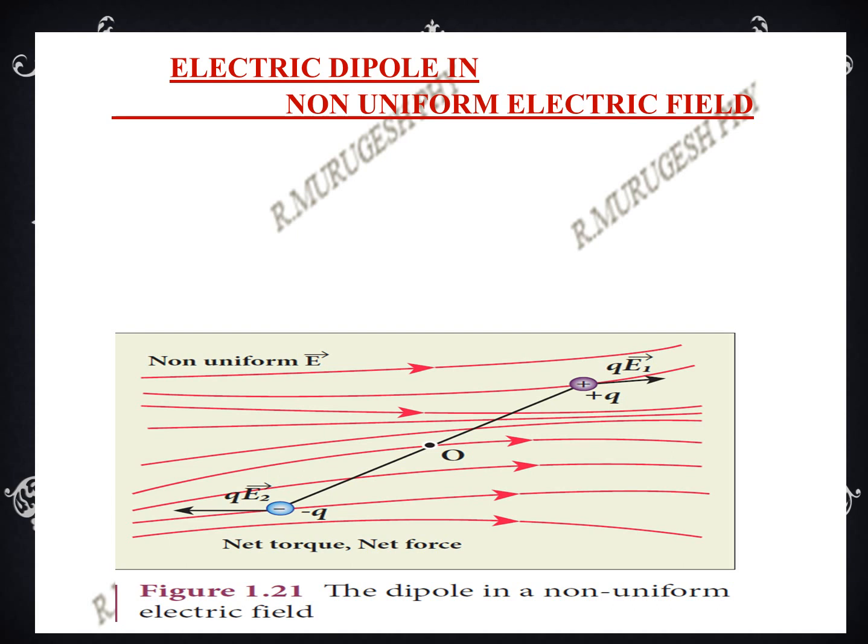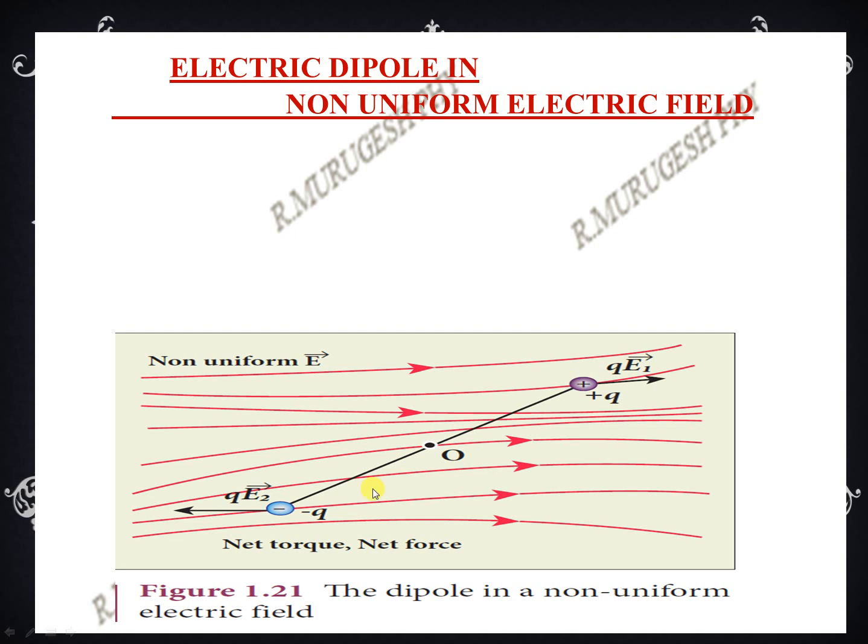Now let us see what happens when the dipole is placed in a non-uniform electric field. Look at this diagram. The field lines are not parallel and their density is varying. That means the field is non-uniform. The value of the field is different at different points. Now we have a dipole placed in this non-uniform electric field.